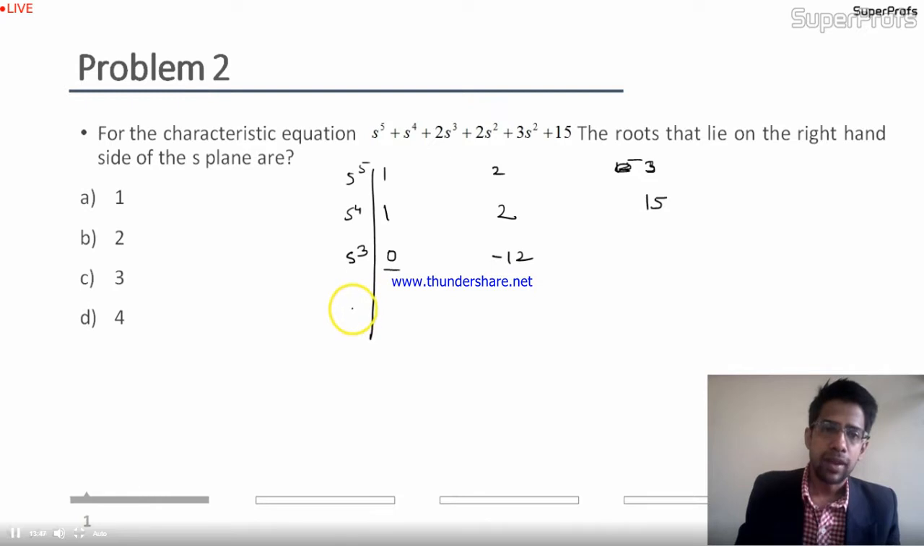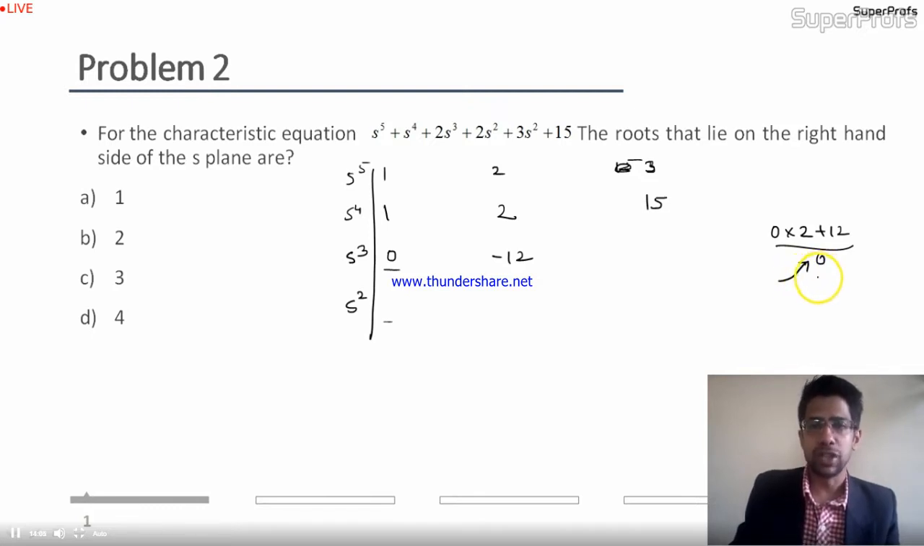Now you needed to solve this value, but this value is 0, and ultimately if you try to solve, you get 0 into 2 minus, so you get 12 divided by 0. So in the denominator you are getting a value 0 which is not defined, and that's why you cannot actually keep this 0 here.